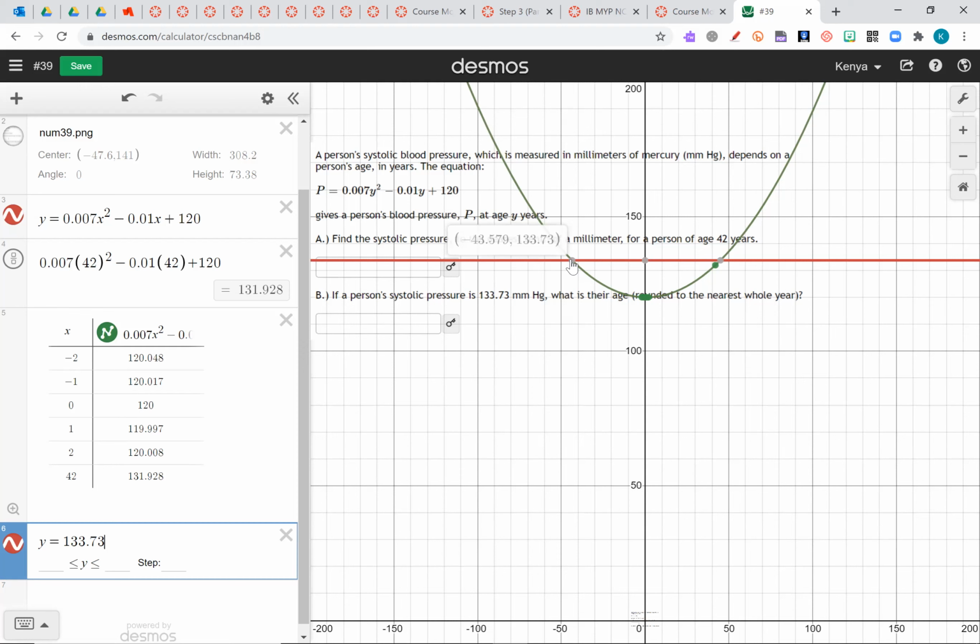So if I click here, they said x stands for age. Is it possible for somebody to be negative 43 years old? Nope, so that's not the answer. All right, so our answer is actually going to be here at 45 years old. They said round to the nearest whole number. So our answer is 45 years old.